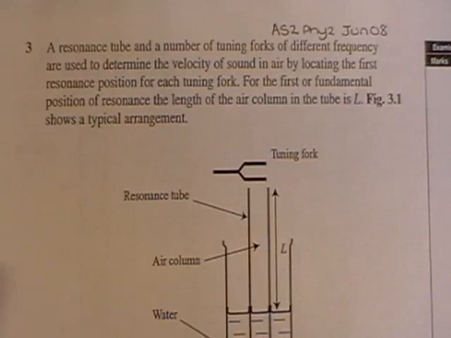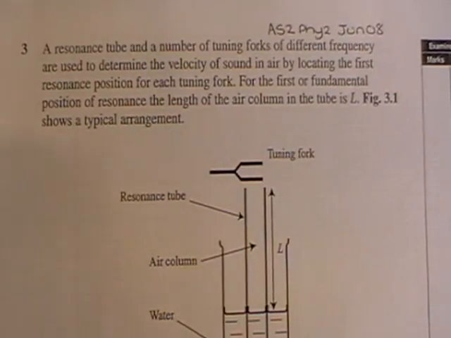This is AS2 Physics 2 June 2008, question 3. A resonance tube and a number of tuning forks of different frequency are used to determine the velocity of sound in air by locating the first resonance position for each tuning fork. For the first or fundamental position of resonance, the length of the air column in the tube is L. Figure 3.1 shows a typical arrangement.